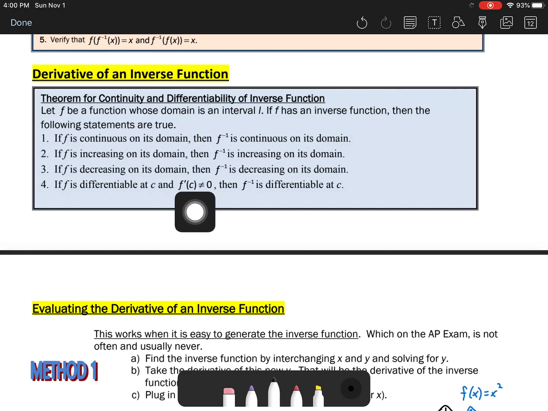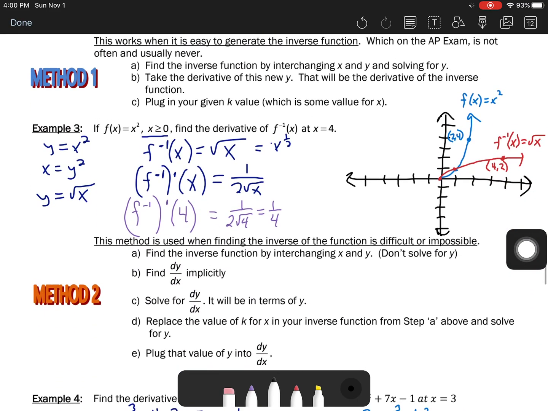If the derivative at c was equal to 0, that would be a horizontal tangent line there, whereas if we had its inverse, that would give us a vertical tangent line. Vertical would be undefined, so that's why they're saying it can't equal 0. But if f is differentiable at c, then f inverse is also differentiable at c, as long as it's not equal to 0. That would be the one exception there.